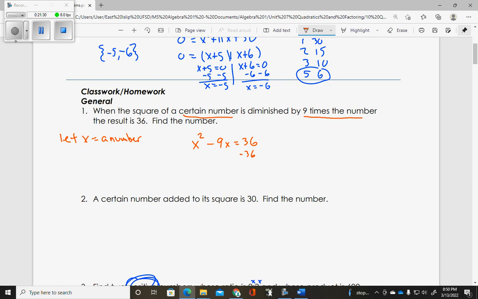We have to factor this, so let's get set equal to 0. And let's find factors of 36, negative 36, that add to be a negative 9. How about negative 12 and 3? Yeah, that works.